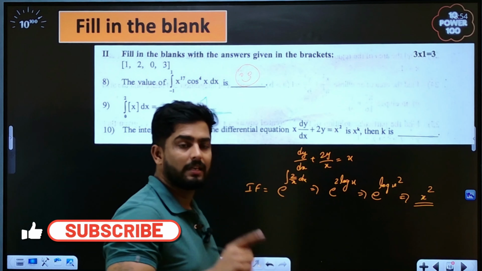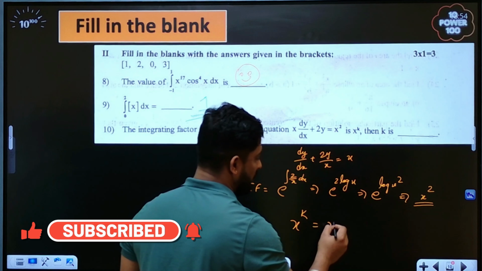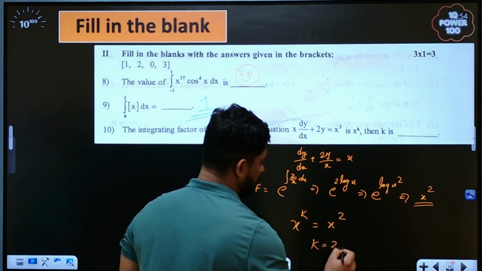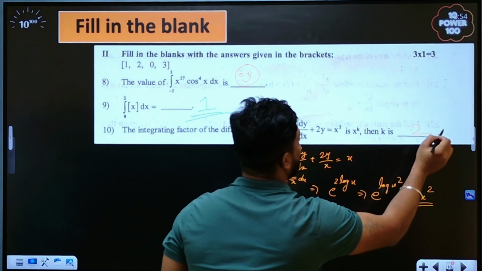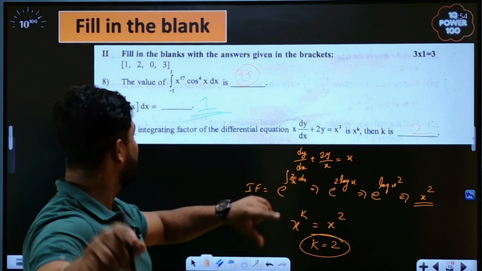Now they are saying the integrating factor is x to the power k, and here we got x to the power 2. So what is the k value? The k value is equal to 2. There is no option, sorry, this is a fill in the blanks. So 2 is the right answer, children. Please don't get confused with this.